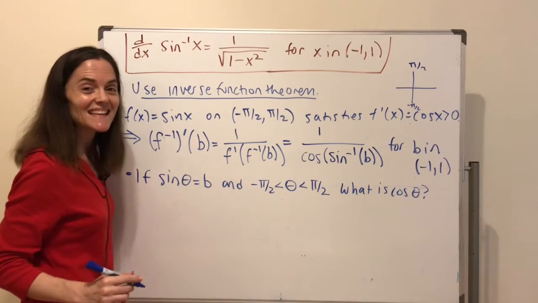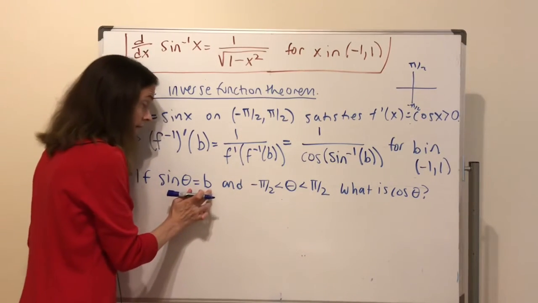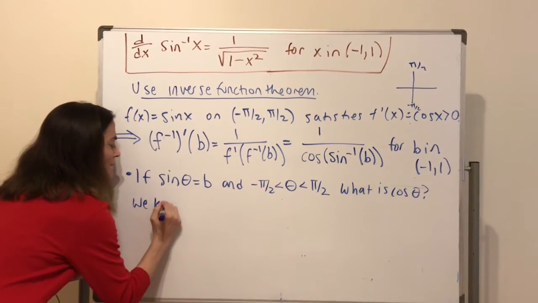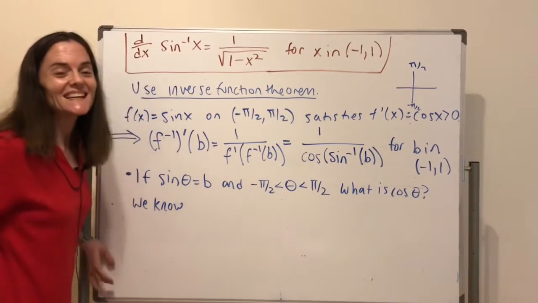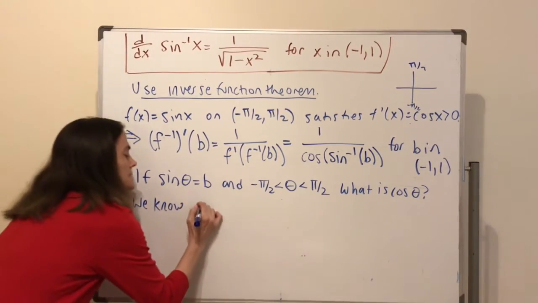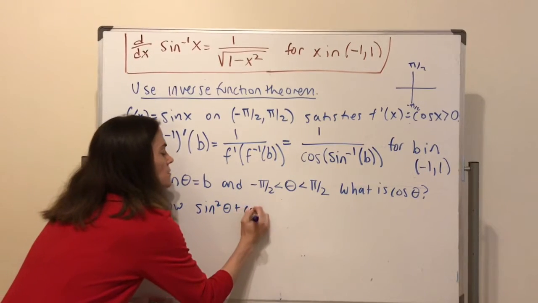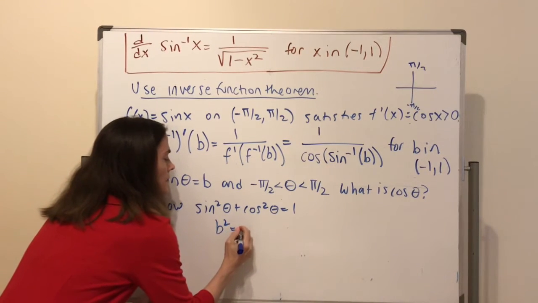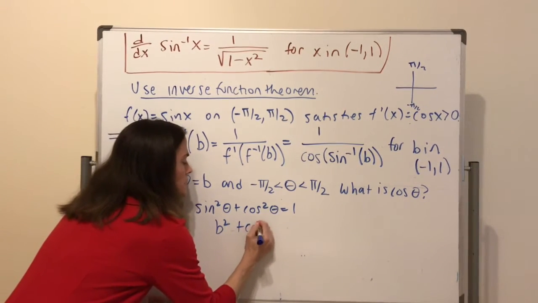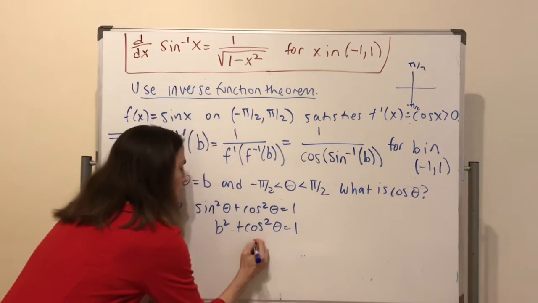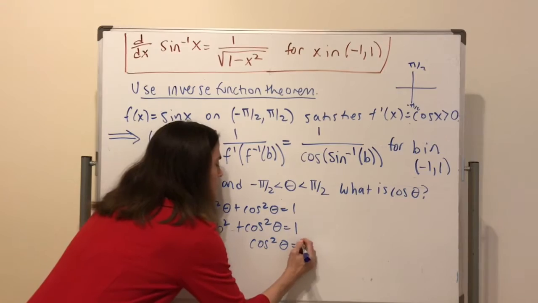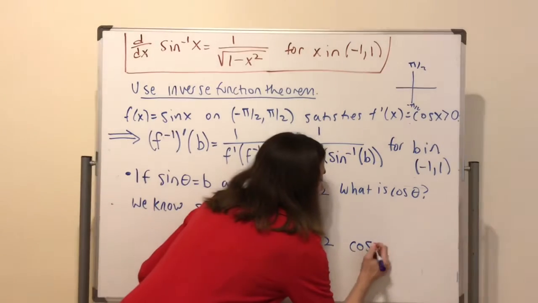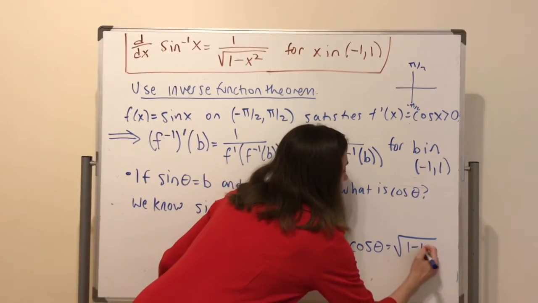Well, we can get this out of the sine value b because we know this most important identity I have mentioned about trig functions, that sine squared plus cosine squared is 1. This gives us b squared plus cosine squared theta is 1, or cosine squared theta is 1 minus b squared. We get cosine theta is the square root of 1 minus b squared.